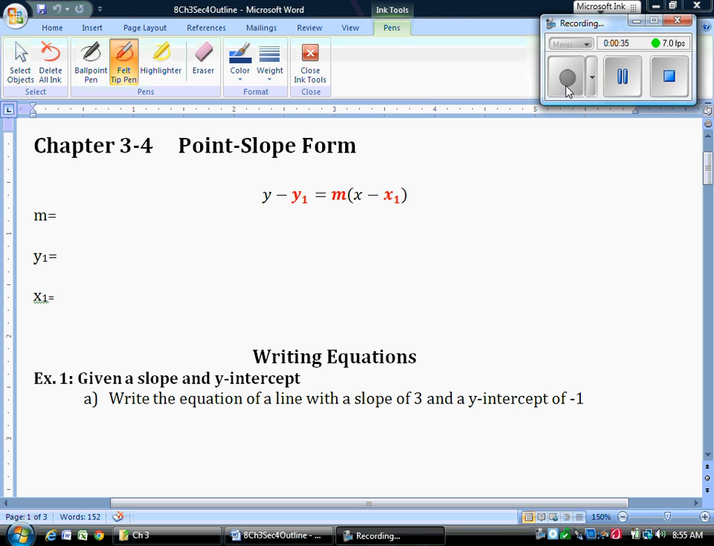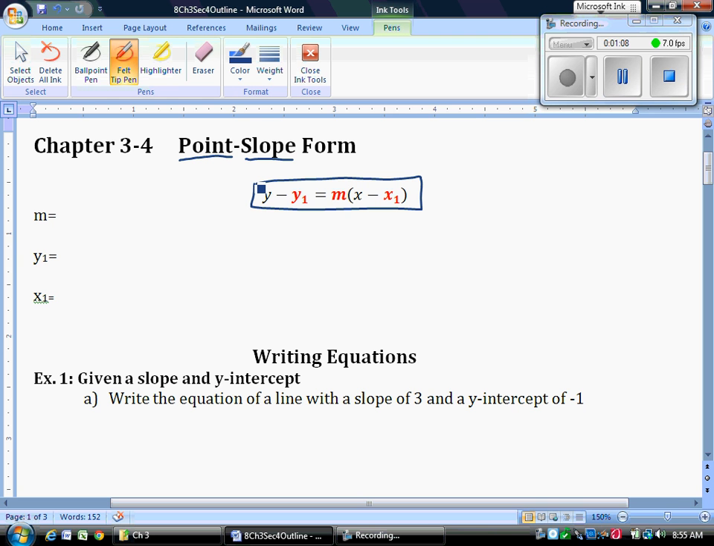Chapter 3, Section 4, talking about point slope form now. We've talked about this a little bit before in class, the difference between slope intercept form and point slope form. Slope intercept has a slope and an intercept, whereas point slope form has a point and a slope. Now, you do not graph from point slope form. You're never going to see that and have to graph from it.